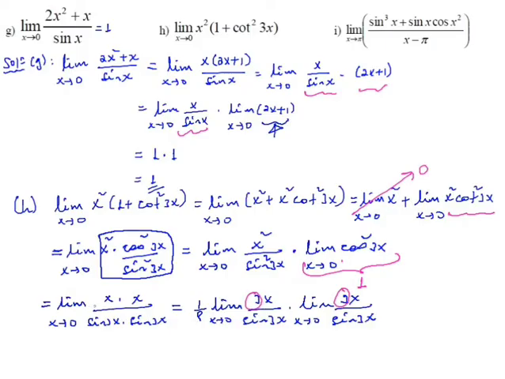So 1 over 9 is the same as this coefficient 1. Now we can see that the limit of 3x over sine 3x is 1. So this means 1 over 9 times 1 times 1, which is 1 over 9. Therefore the limit of the expression in h is 1 over 9.